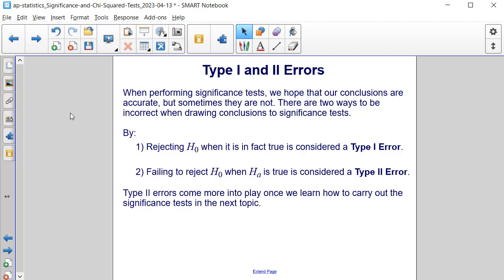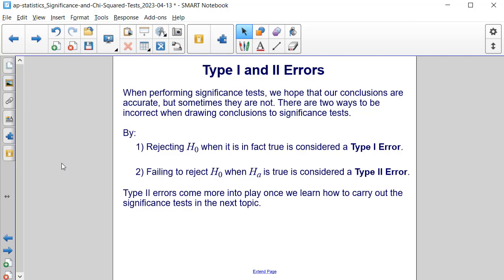When performing significance tests, we hope that our conclusions are accurate, but sometimes they are not. There are two ways to be incorrect when drawing conclusions to significance tests: by option 1, rejecting the null hypothesis when it is in fact true, and that's considered to be a type 1 error. The second method of being incorrect is failing to reject the null hypothesis when the alternative hypothesis is true, and that's considered to be a type 2 error.